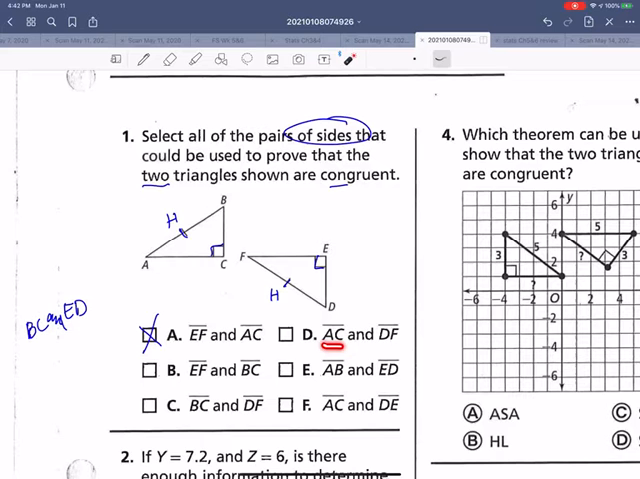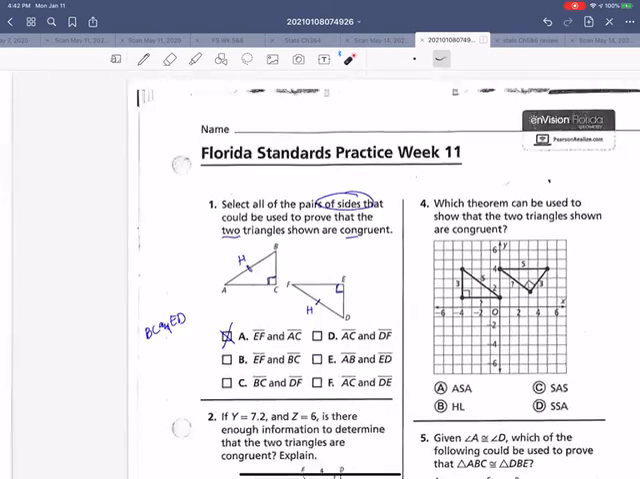What if AC, the medium leg, is equal to DF, the hypotenuse? No. What about the hypotenuse equaling the short leg? No. What about AC, the medium leg, equaling DE, the short leg? So I'm only going to pick A.